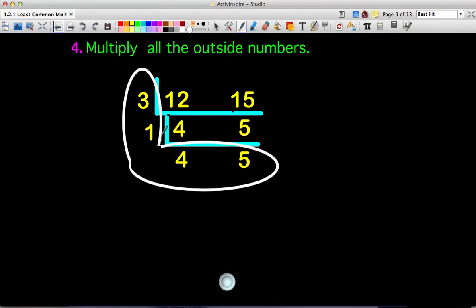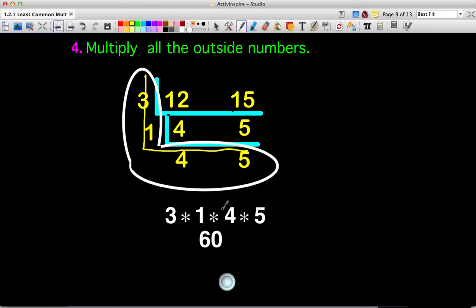All right, so you see how this makes an L down here? That's how I remember that this is the LCM method. I'm going to show you a ladder method with greatest common factor, and it's a little bit different, so just remember that this makes an L. So when we are multiplying all the outside numbers, we're multiplying all the outside numbers that are in the L, like LCM. So I'm going to multiply 3 times 1 times 4 times 5, and I get 60.